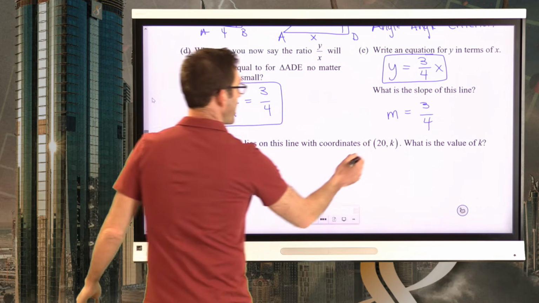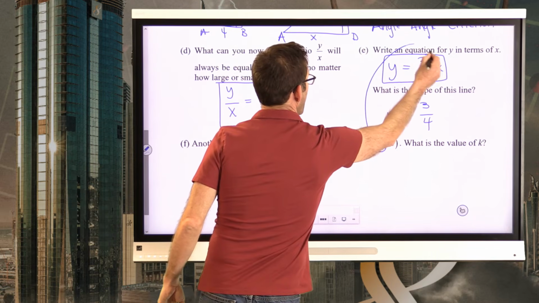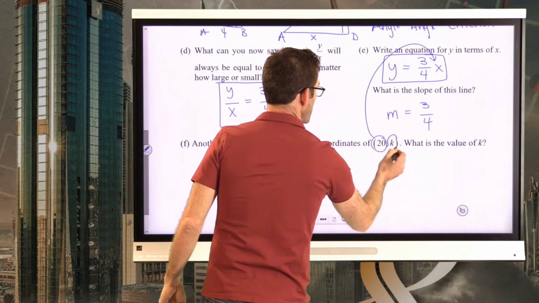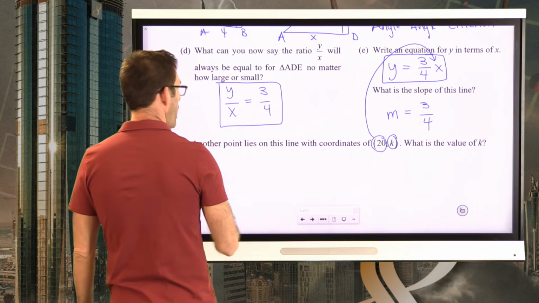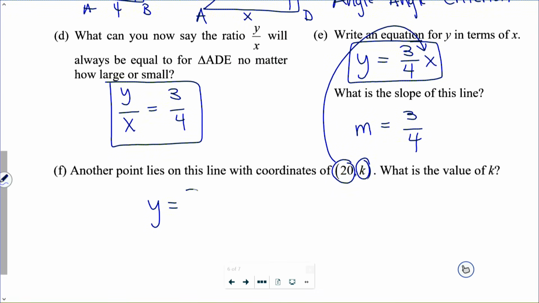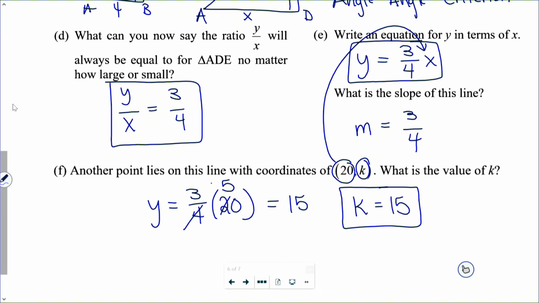if I know that the value of x is 20, and really, I don't care what you call it, we're looking for the value of y here, right? So y is going to be 3/4 times 20, right? Which gives me 3 times 5, and that's 15. So the k value, if this point lies on this line, must be 15.